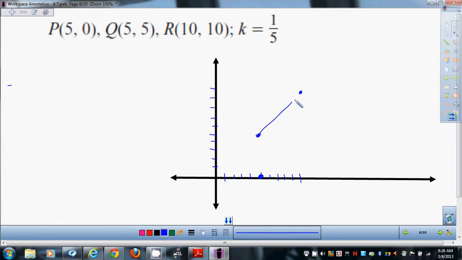Oh, this one. I mean, not all of them. That just happened to be. It doesn't have to be a triangle. Now, we have to apply our scale factor. So let me put all my coordinates over here.